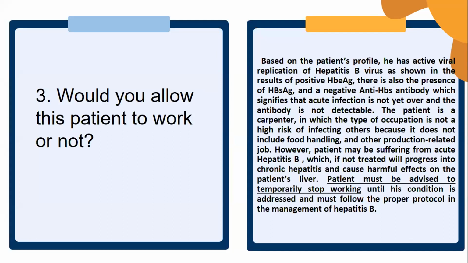So for guide question number 3, would you allow this patient to work or not? Based on the patient's profile, he has active viral replication of hepatitis B virus as shown in the results of positive HBeAg. There is also the presence of HBsAg or surface antigen and a negative anti-HBs antibody, which signifies that acute infection is not yet over and the antibody is not detectable. The patient is a carpenter, in which the type of occupation is not a high risk of infecting others because it does not include food handling and other production-related jobs.